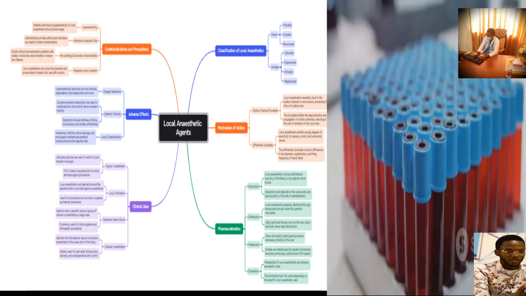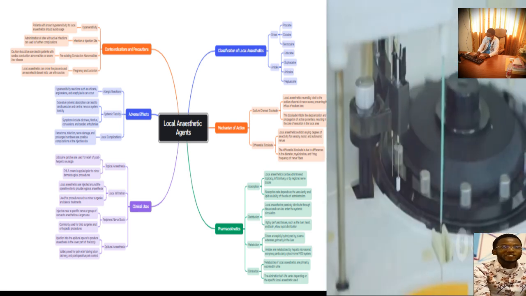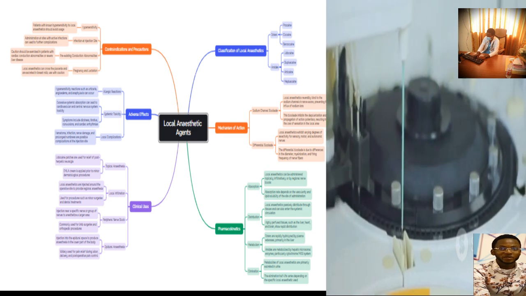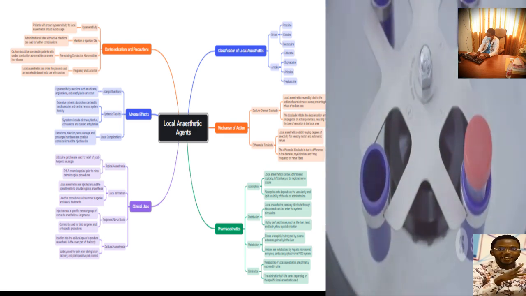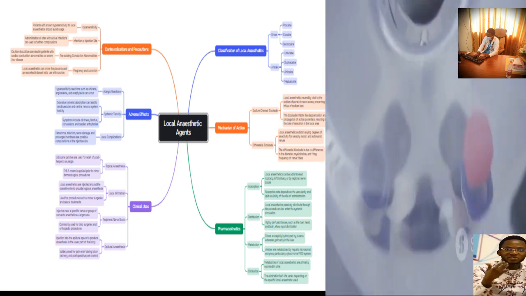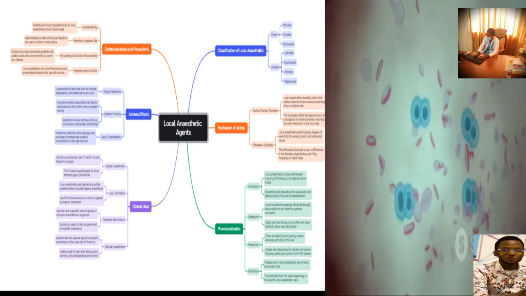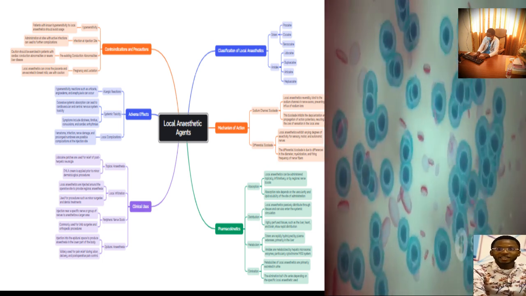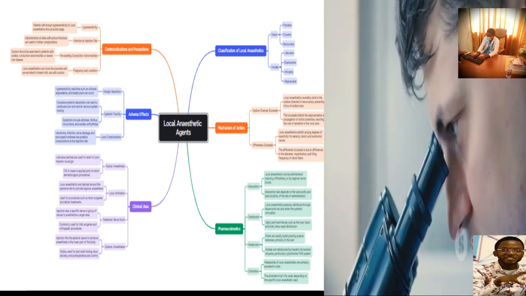Bupivacaine is known for its long duration of action, making it suitable for procedures requiring prolonged anesthesia. It has a slower onset and carries a risk of cardiovascular toxicity, so it should be used with caution. The maximum dose is 2 mg/kg for both plain and adrenaline-added solutions. In case of bupivacaine toxicity, intralipid 20% is a key treatment to counteract cardiotoxic effects.